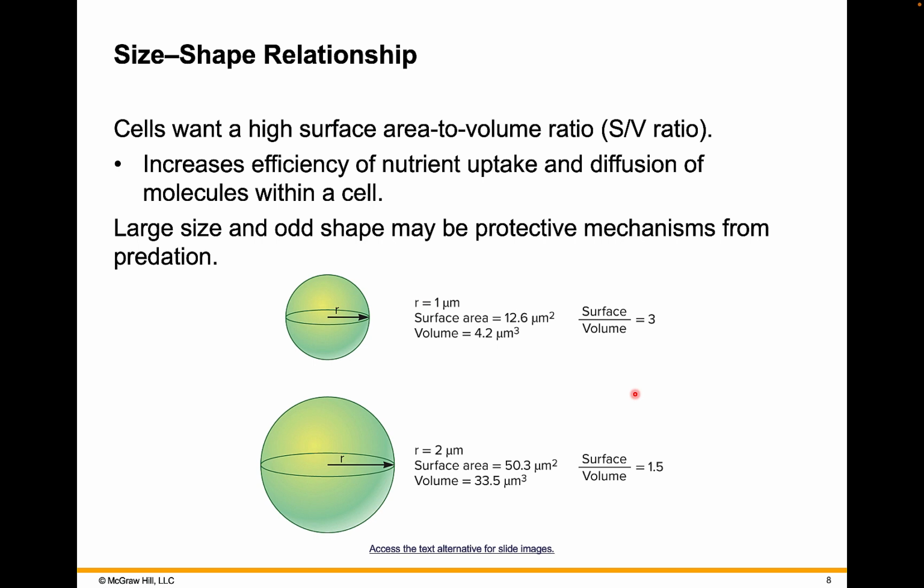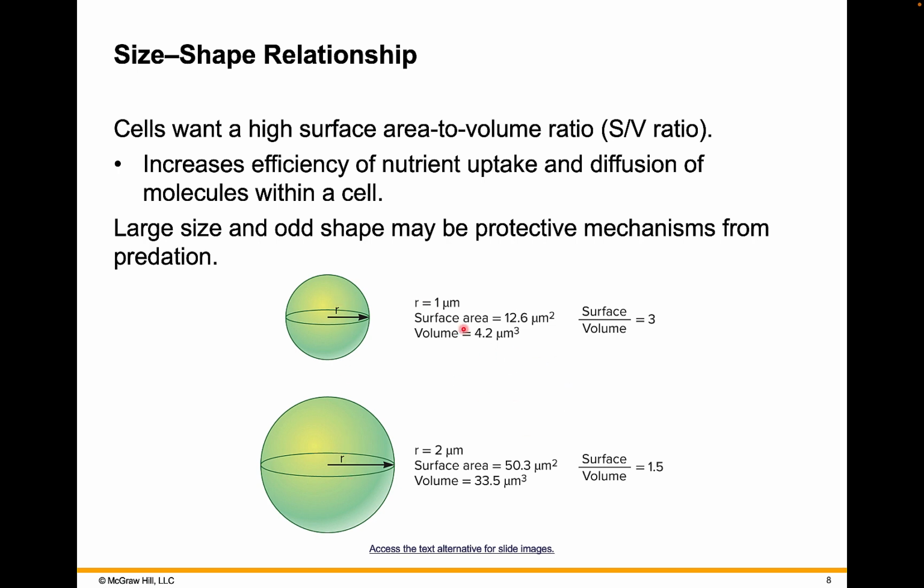The cells actually always want a high surface area to volume ratio, and this helps the bacterial cell increase the efficiency of nutrient uptake and diffusion of molecules within the cell. Large and odd shapes may, on the other hand, be a protective mechanism against predation. So let's take a look at that when we talk about the two different sizes.